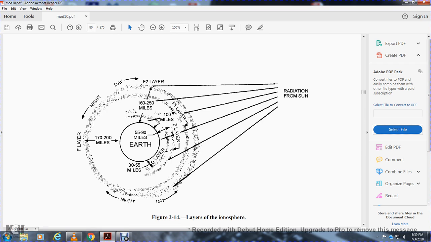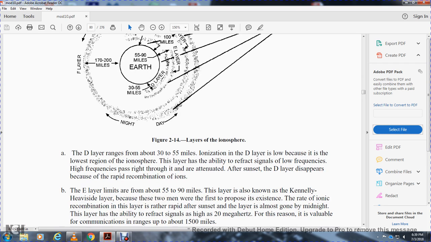Figure 214 shows the layers of the ionosphere. During the day, the F layer divides into the F2 layer, about 160 to 250 miles, and the F1 layer, about 100 miles. The E layer and the D layer are at about 59 miles and 30 to 50 miles. The D layer ranges from about 30 to 55 miles.